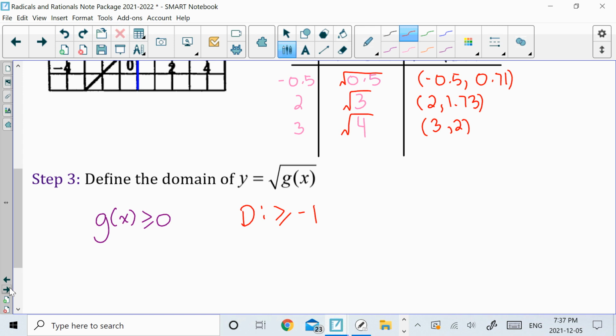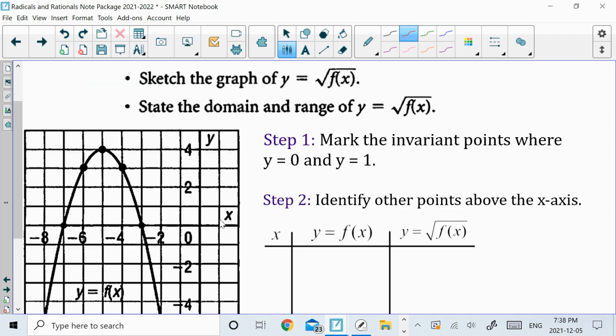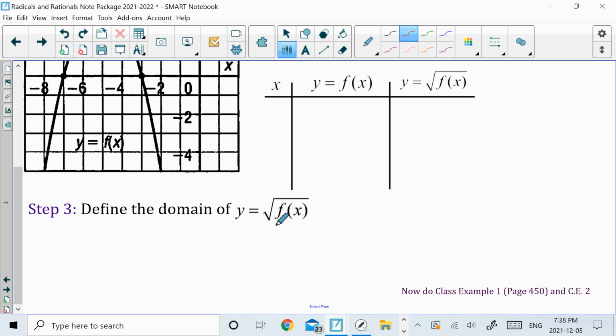If we look at the next graph, here I've given you a quadratic. We don't have the equation of the quadratic. We don't need the equation. We're going to take this quadratic, which they're now calling f of x, and we're going to sketch the graph of the radical function. Again, let's start with the domain of the radical function without graphing it. How we do that is we look at the domain of the original function.